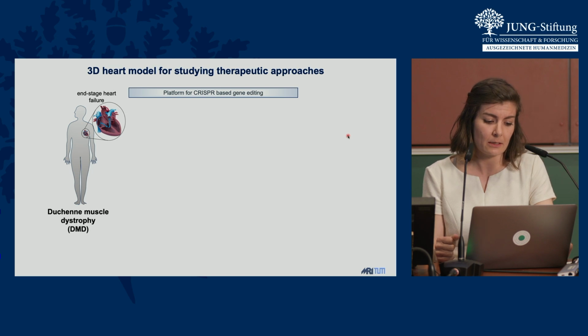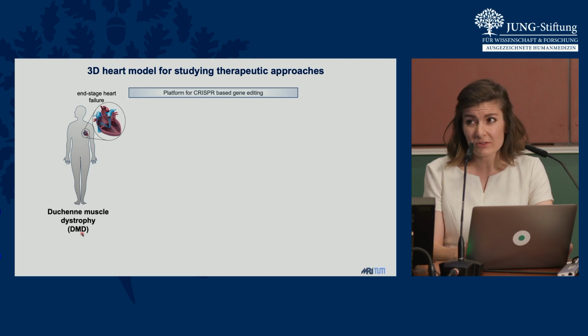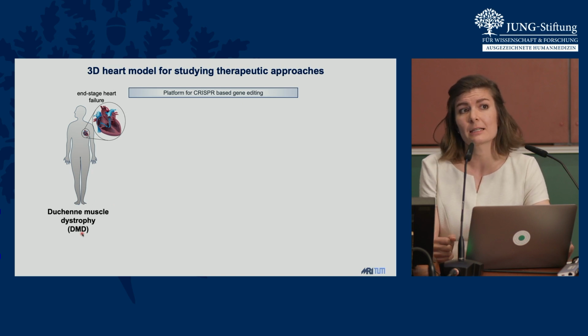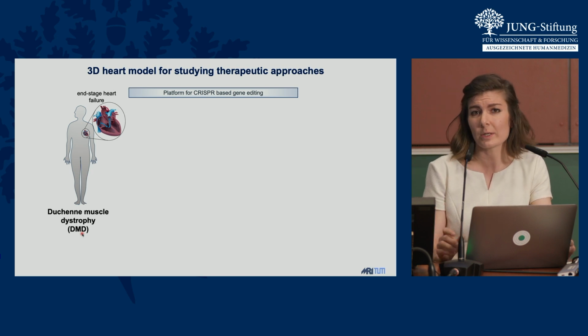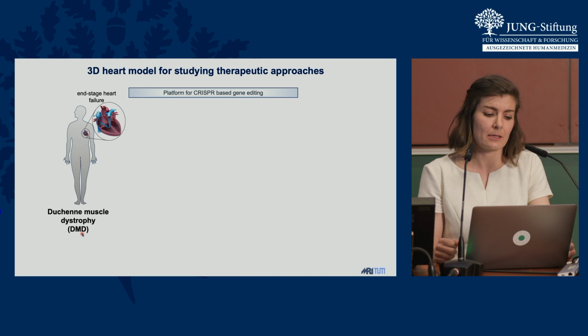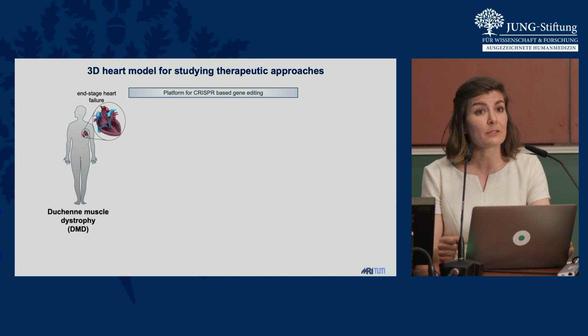multidisciplinary study that was focused on Duchenne muscular dystrophy. It's called DMD, and it is a very severe dystrophic disease affecting the skeletal muscles, where individuals usually are bound to wheelchairs in their teenage years, and they also have a heart affection that is characterized by an end-stage heart failure and the development of sudden cardiac death.